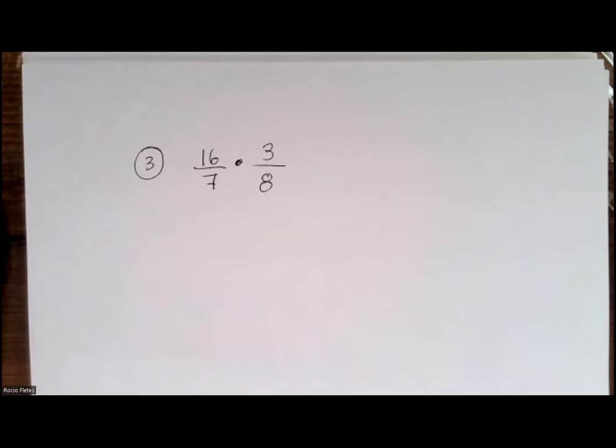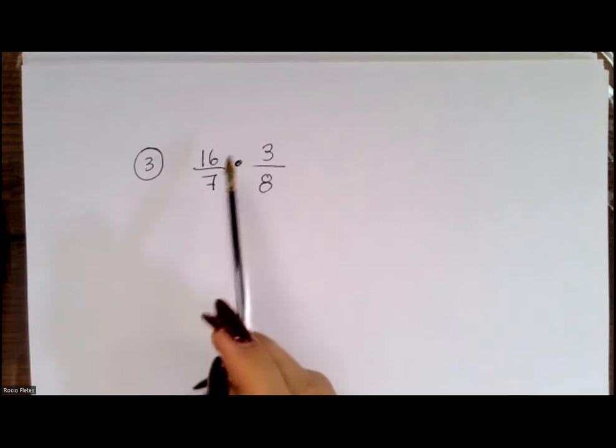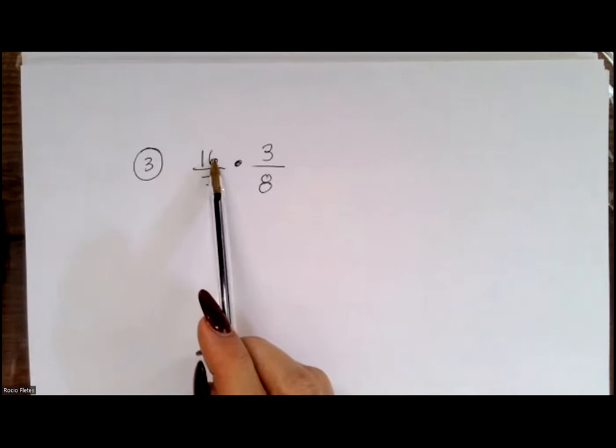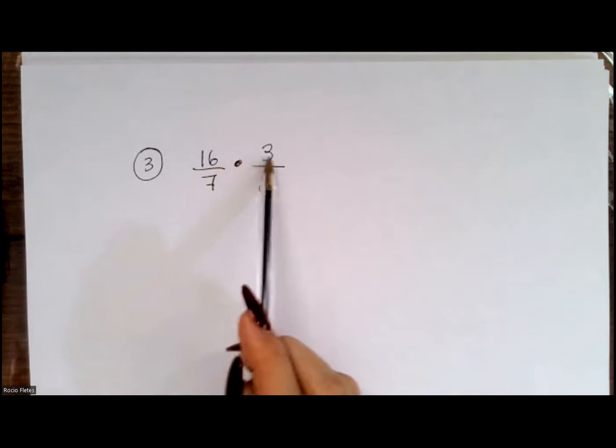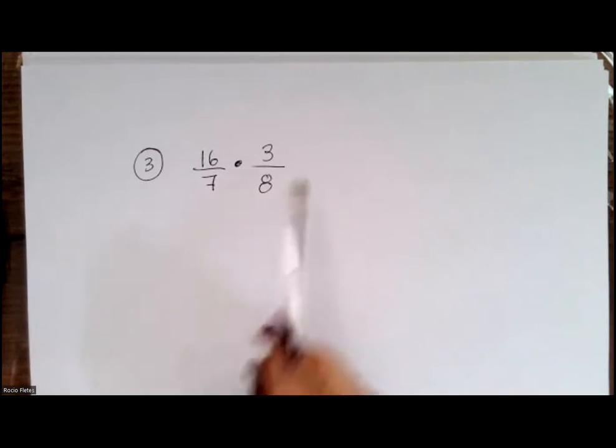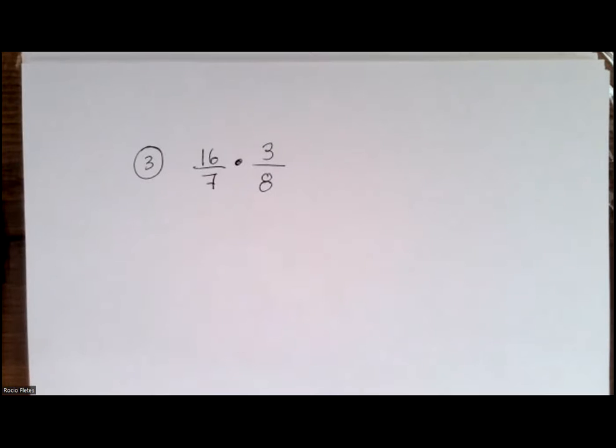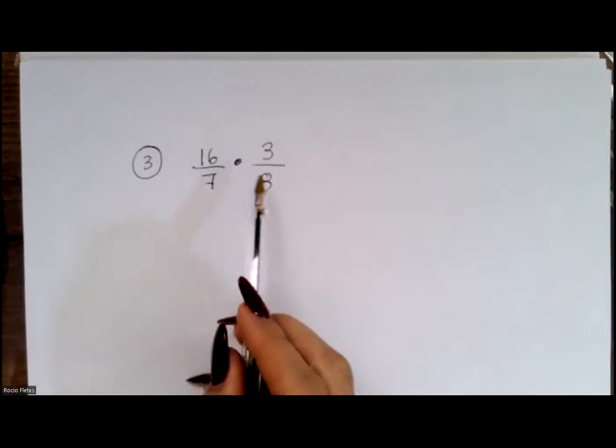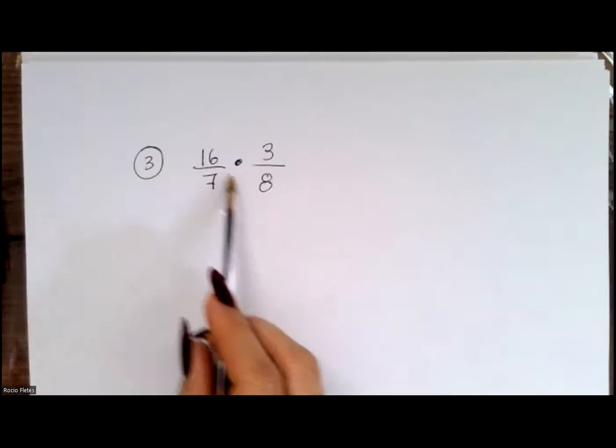So we have 16 over 7 times 3 over 8. No need to worry about the least common denominator here. All you need to do is try to see before you multiply, because the way we multiply fractions is we multiply the numerators together, 16 times 3, and then 7 times 8. But before you do that, I recommend you try what I call the diagonal reduction.